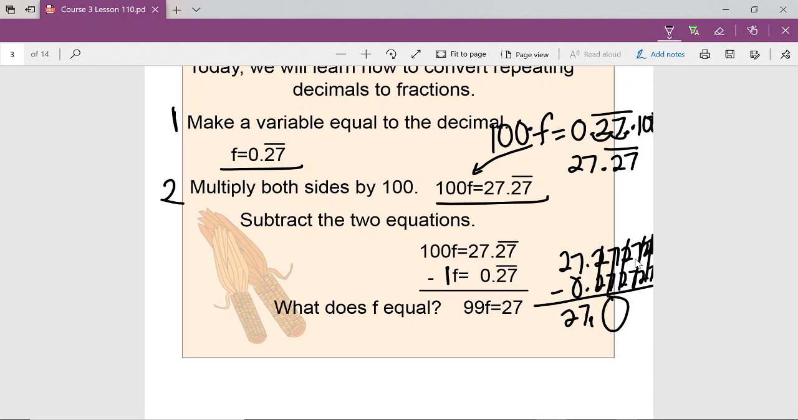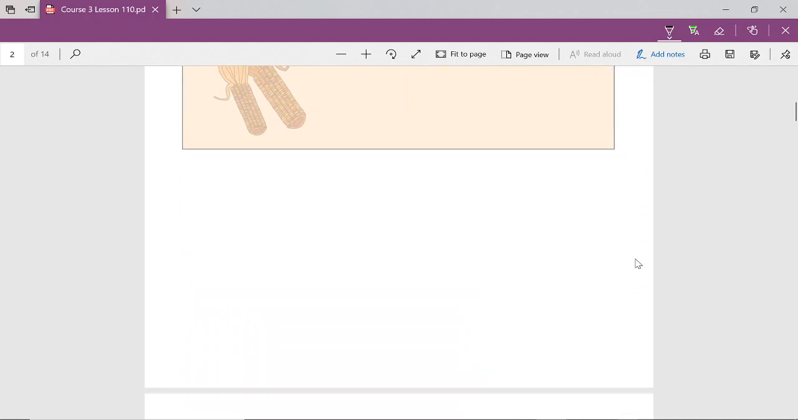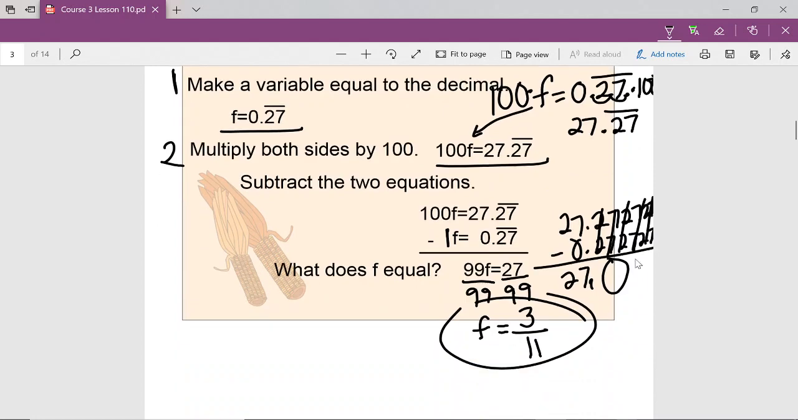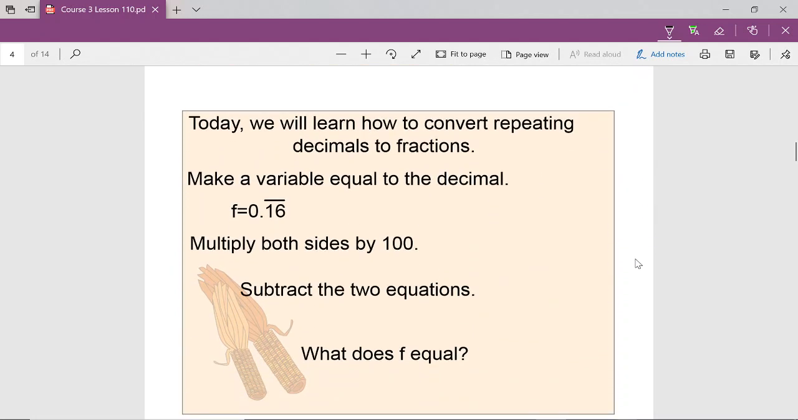Well, to finish this off, we have 99f equals 27, so I divide by 99 on each side. But we don't leave it like that. We reduce a little, by 9 in particular, and get 3 over 11. The exact fraction that we started with up here to get 0.27 repeating. So let me show that a couple more times. It's hard to see on the first one, so let's try again.